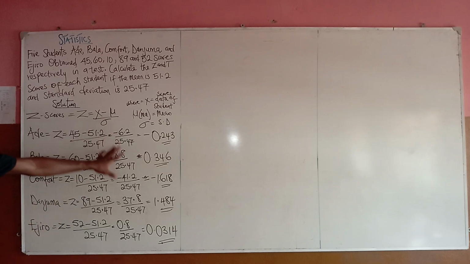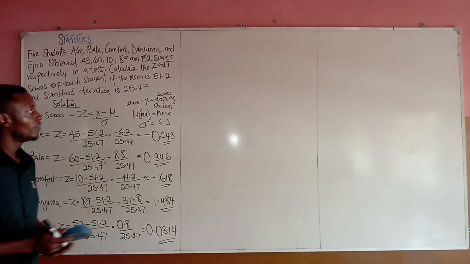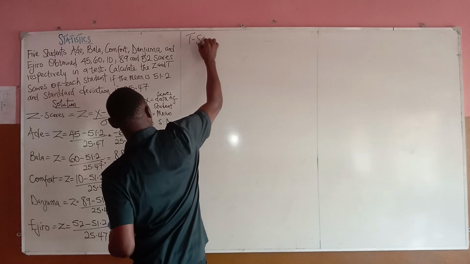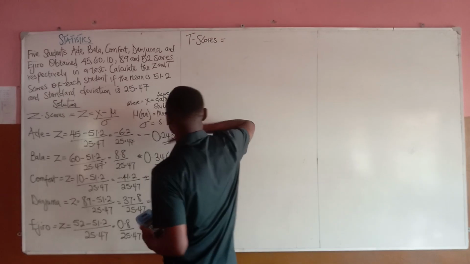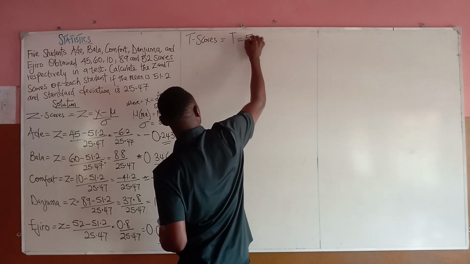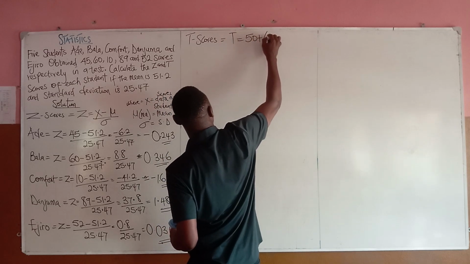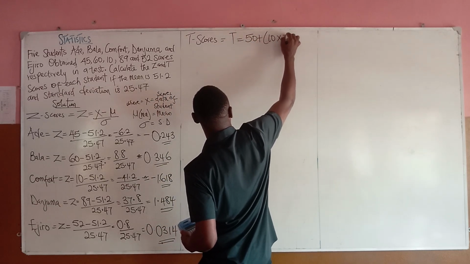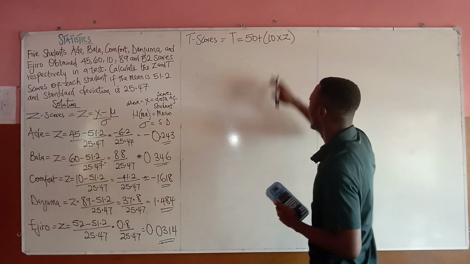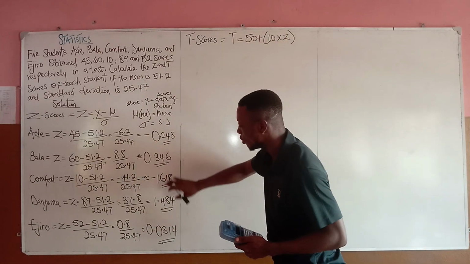0.0314. Now, these are their Z scores. Now, come along, let's calculate their T scores. What is the formula for finding their T score? We have T equals 50 plus open bracket 10 multiplied by their individual Z score. Now, their Z scores are all there.